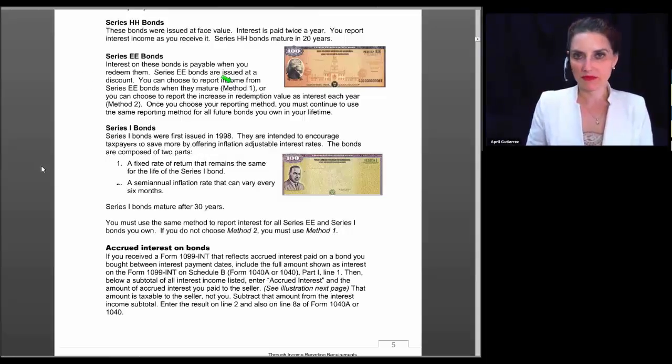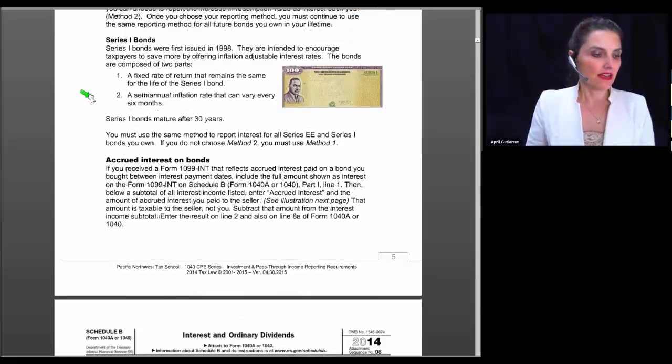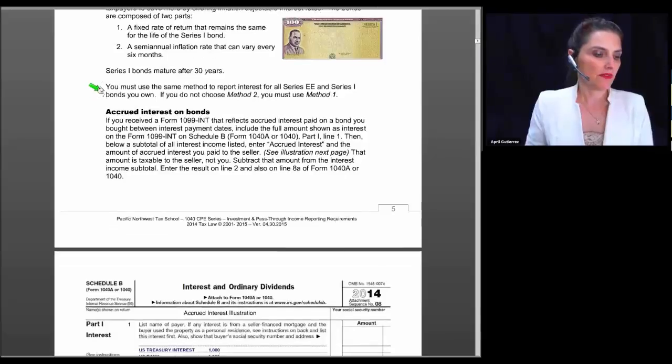Method 1 is the method used by most filers. Series I bonds. Series I bonds were first issued in 1998, and they are intended to encourage taxpayers to save more by offering inflation-adjustable rates. These bonds are comprised of two parts. The first part is a fixed rate of return that remains the same for the life of the bond, and the second is a semi-annual inflation rate that can vary every 6 months, and Series I bonds mature after 30 years. You must use the same method to report interest from all Series EE and Series I bonds you own. If you do not choose Method 2, you default to Method 1.